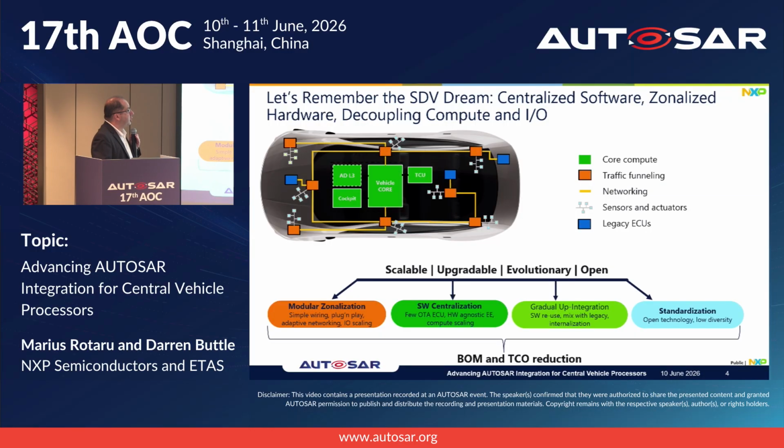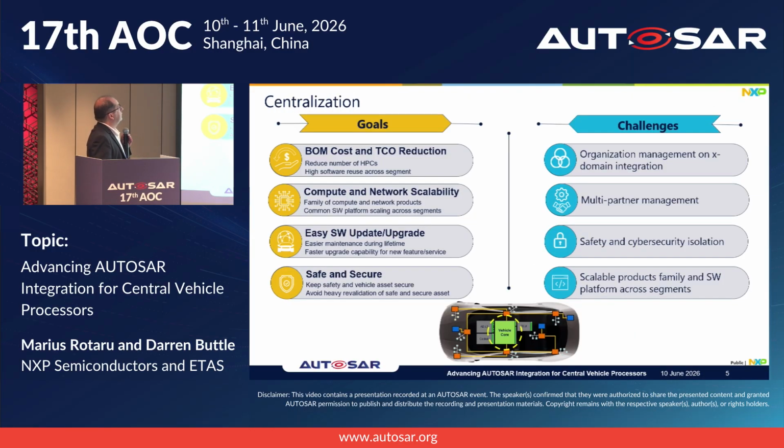There are also several challenges when we address these centralization aspects, and several goals. One of the goals is, for example, bill of material cost and total cost of ownership reduction by reducing the number of ECUs, or by taking ownership of the software, which needs to be reused across segments. It's about compute, network and scalability, providing a common software platform across all the segments. It's about easy software update, but also about safe and secure software workloads.